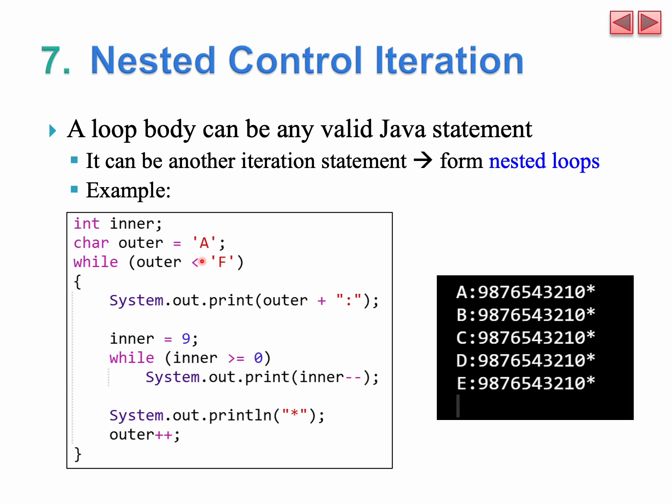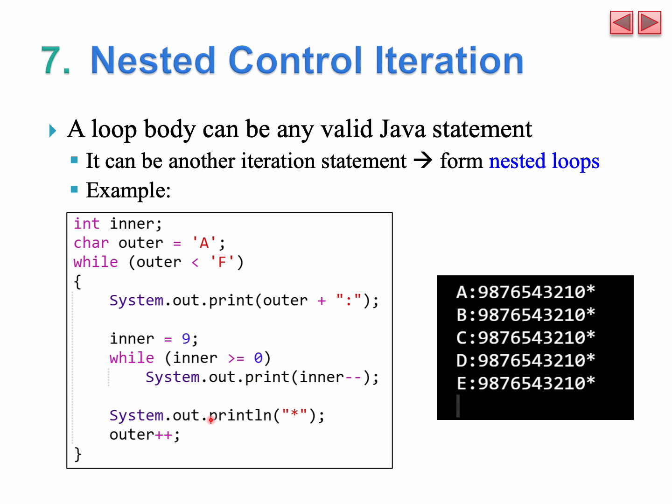using variable outer as the control variable. For each iteration of the outer loop, its body first prints out the value of the variable outer followed by a colon. Then it has an inner loop that iterates from 9 down to 0 using variable inner, which is an integer, as the control variable. This inner loop simply prints out the 9 decimal digits in the decreasing order.